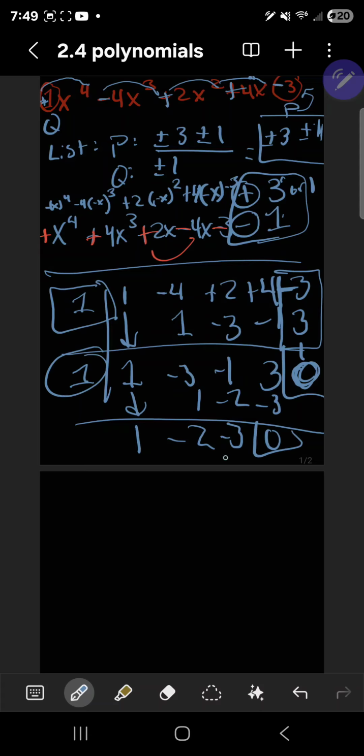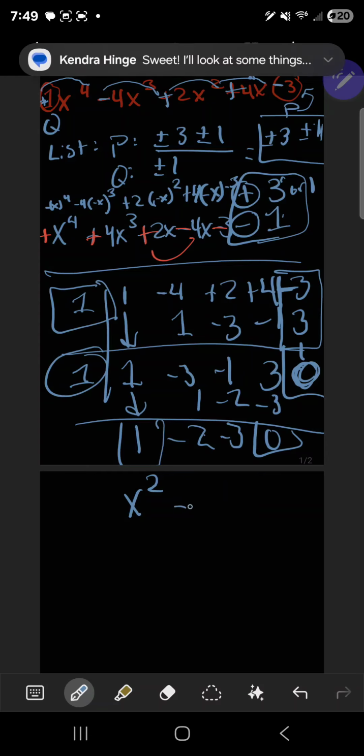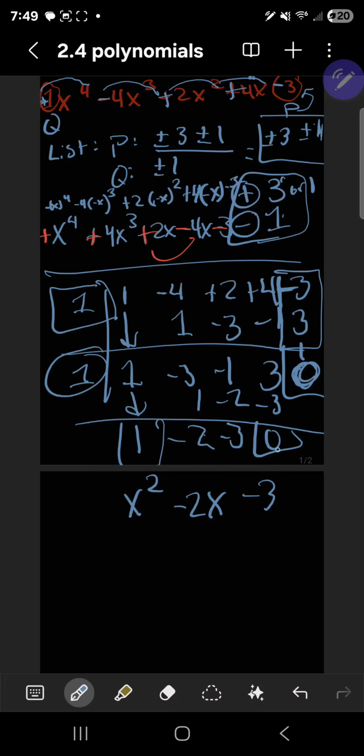Then once you get it to 3 numbers like this, you can rewrite it back as an equation and find the rest of the zeros instead of having to guess more. So this 1 would become x squared. Then the negative 2 would be minus 2x. Then the negative 3 would just be negative 3. And then we factor this to get the other 2 zeros. So what adds to negative 2 and multiplies to negative 3?